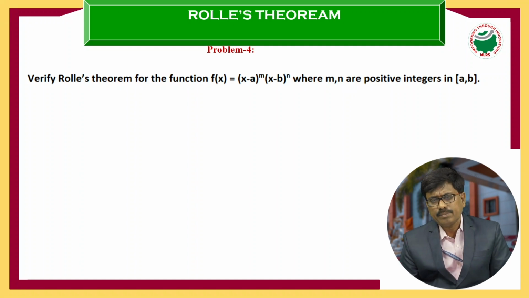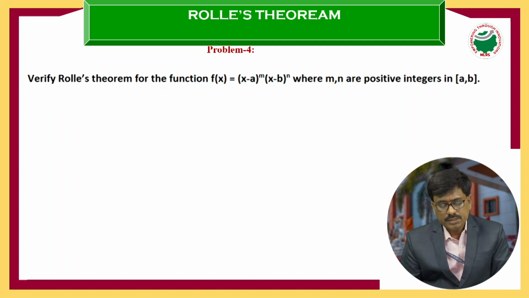I can use m, n as 1, 1. I can calculate the polynomial function. I can substitute m, n as different values and calculate the polynomial function. This polynomial function is a continuous function. A polynomial function is a continuous function in the closed interval a comma b.